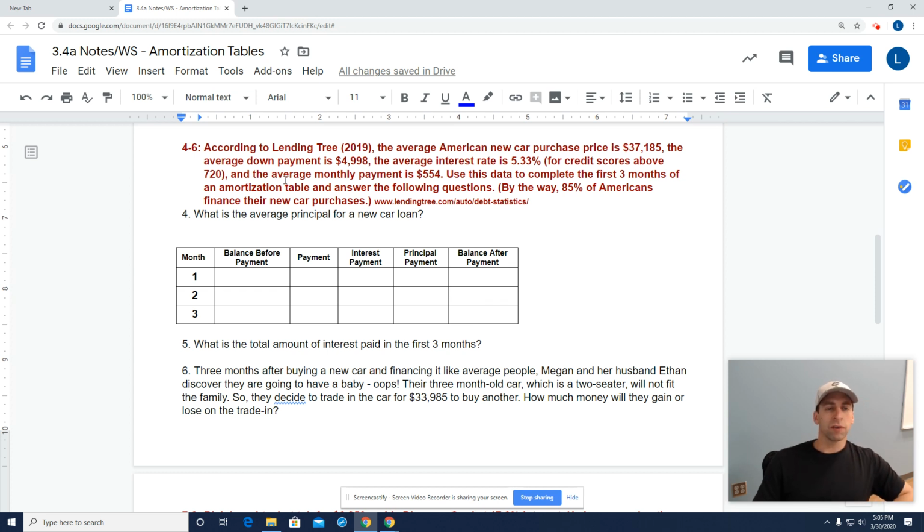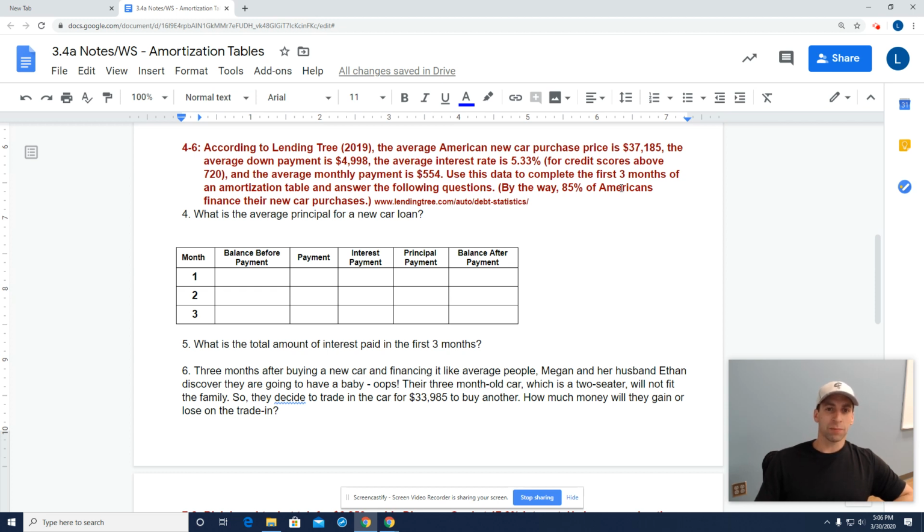All right, so looking at 4 through 6, this says, according to Lending Tree, the average American new car purchase is $37,185. The average down payment is $4,998. The average interest rate is 5.33. This is for credit scores above 720. We'll get to credit scores next week. Just for now, know that 720 is a solid credit score. A perfect one is 850. So 720 is pretty dang good. It's solid. And the average monthly payment is $554. Use this data, complete the first 3 months of an amortization table, and answer the following questions.